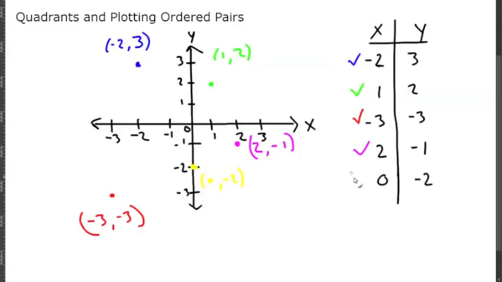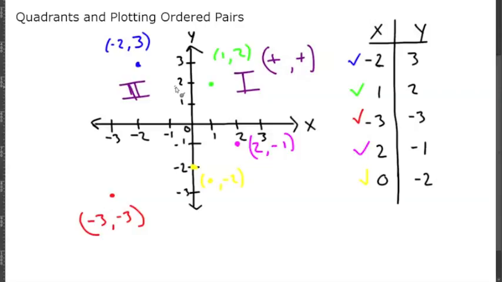Now I'm going to leave these points up here as I talk about quadrants. A quadrant is the area on the coordinate system. It marks a specific area, and there are 4 quadrants for this system. Quadrant number 1 is the upper right-hand coordinate, where x values are positive and y values are positive.